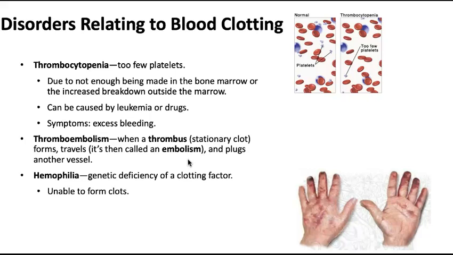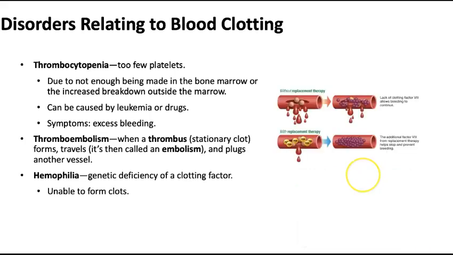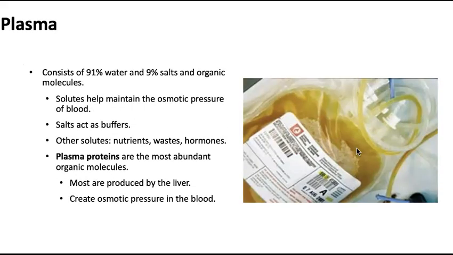Then we have hemophilia, in which it is a genetic deficiency of a clotting factor and doesn't allow the body to form clots. And so once again, we can have excessive bleeding. And here's just some images showing you what that excessive bleeding can look like, although there is replacement therapy to help with people who have hemophilia.